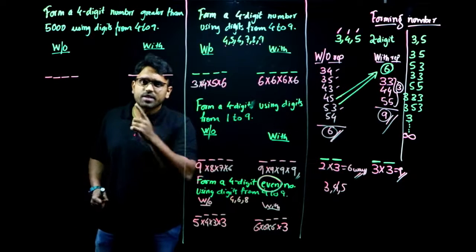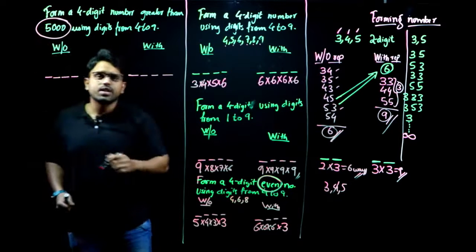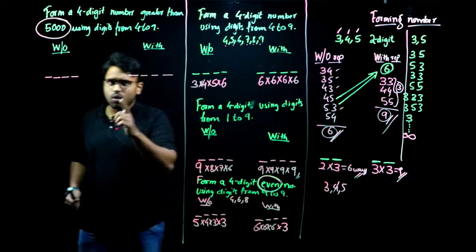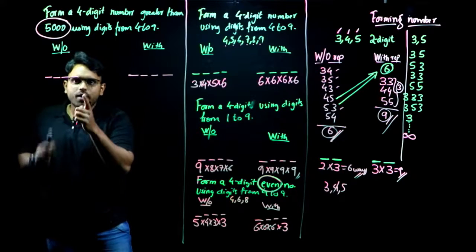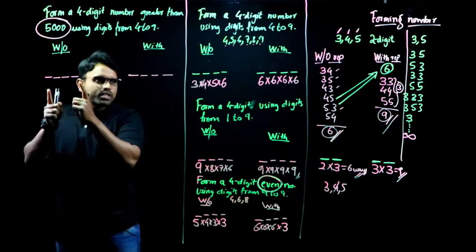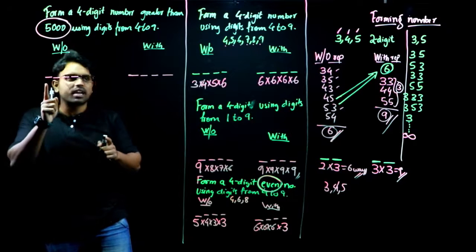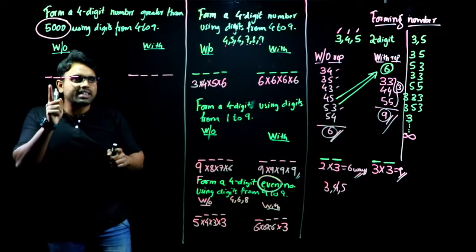Guys, whatever the condition is given, we start from there. What is the condition in this question? The condition is the number must be greater than 5,000. So, where do I have to start with? From the units place or the thousands place? Quick, decide now. I have to start from the thousands place.